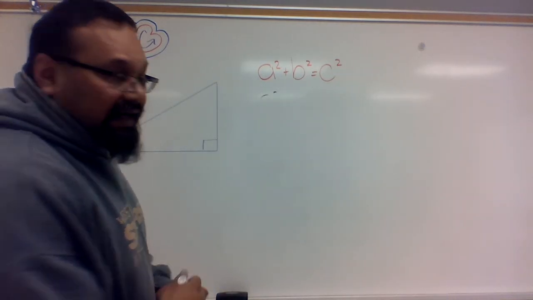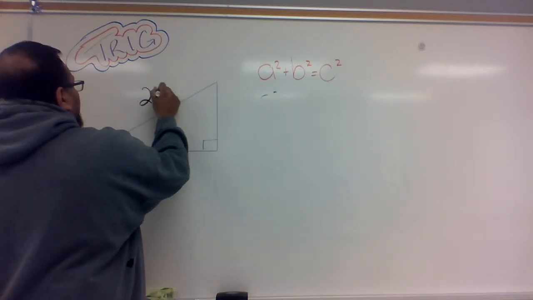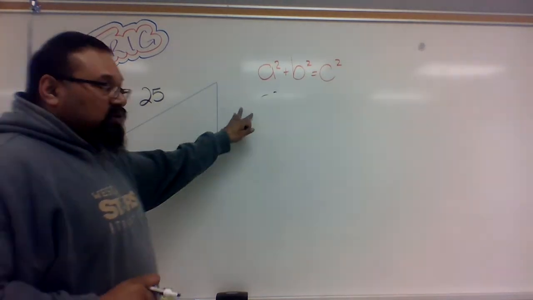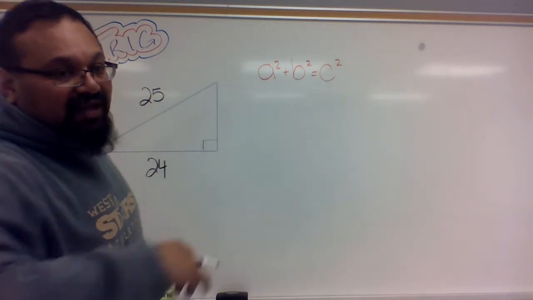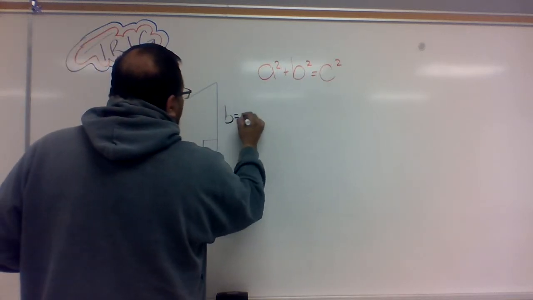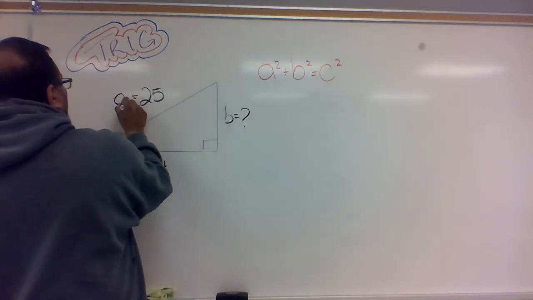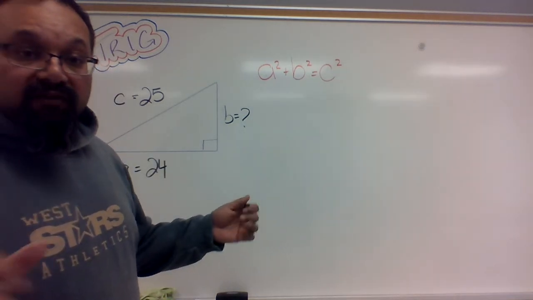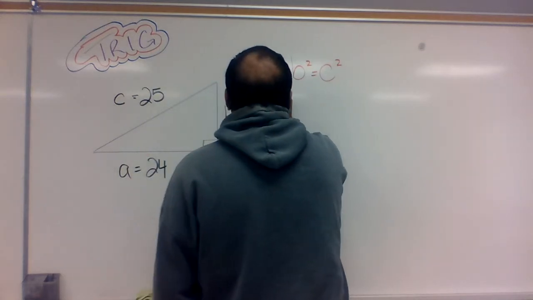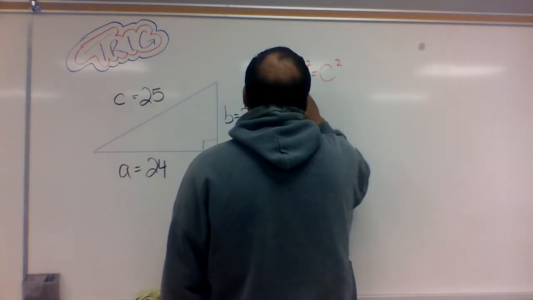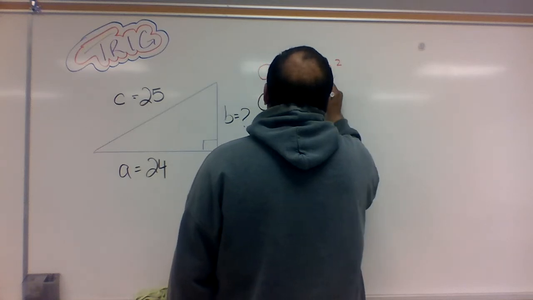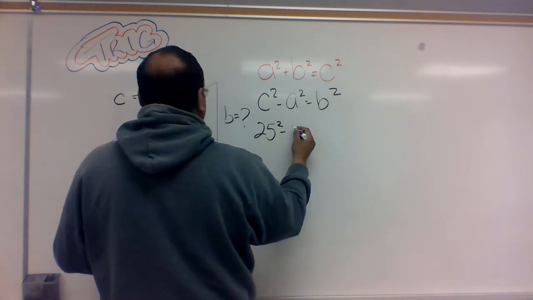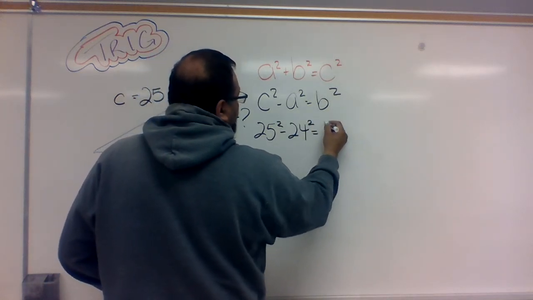So what if I actually have 25 here, 24 there? Now I don't know this side. But like I said, when I use the formula, I still label that as my B. This one's still going to be my C, and this one's still going to be my A. Manipulate the formula first, as always. So we're going to have C squared minus A squared equals B squared. 25 squared minus 24 squared equals B squared.